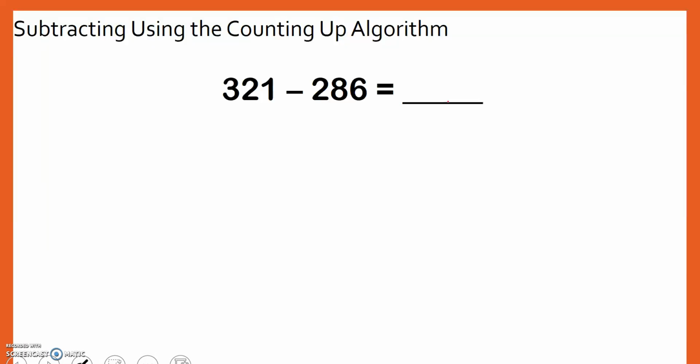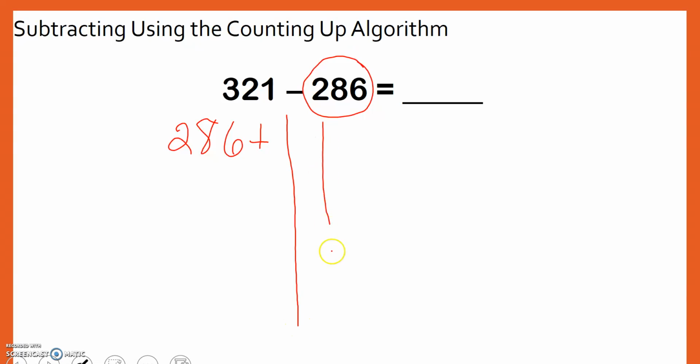321 minus 286. Again, I'm going to start with my small number, 286, and I'm going to add to get to my next friendly number, my 10. I'm going to go ahead and divide this into hundreds, tens, and ones, making sure I leave room. In order to get to my next 10, I need to add 4. So 286 plus 4 is going to give me 290.